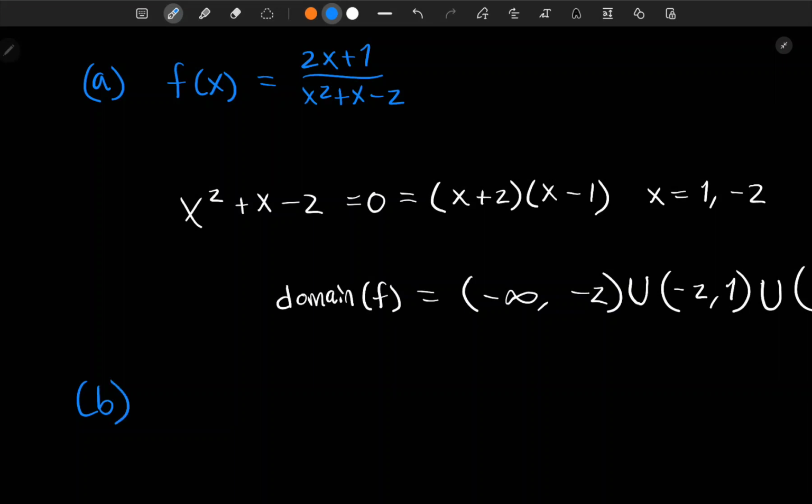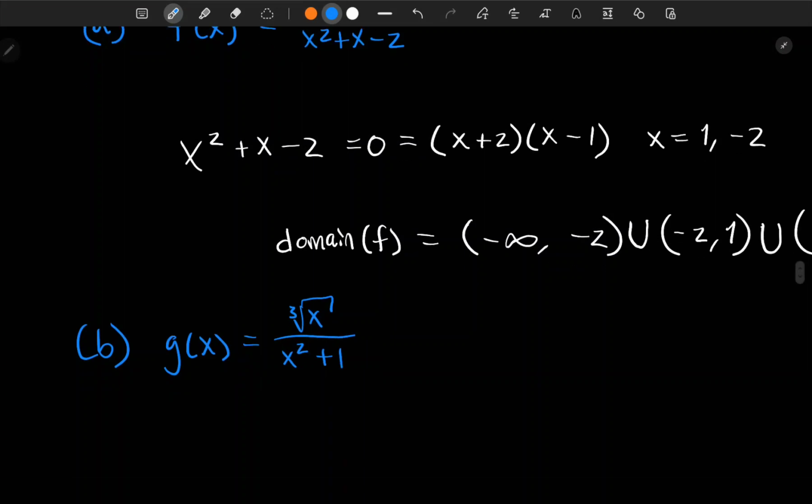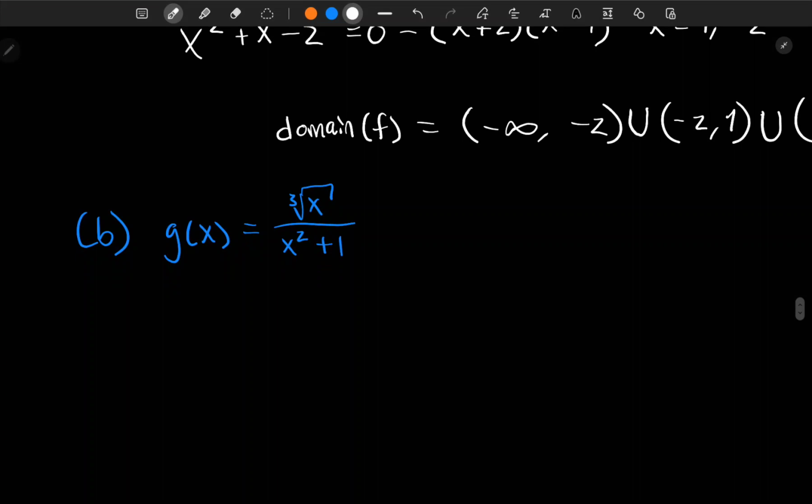Next, consider the function given by g of x is equal to the cube root of x divided by x squared plus 1. Well, again, the domain of g occurs whenever this is not well defined. The numerator is always well defined because it's a cube root, so even if you put a negative, it's okay because it's not a square root, it's a cube root.